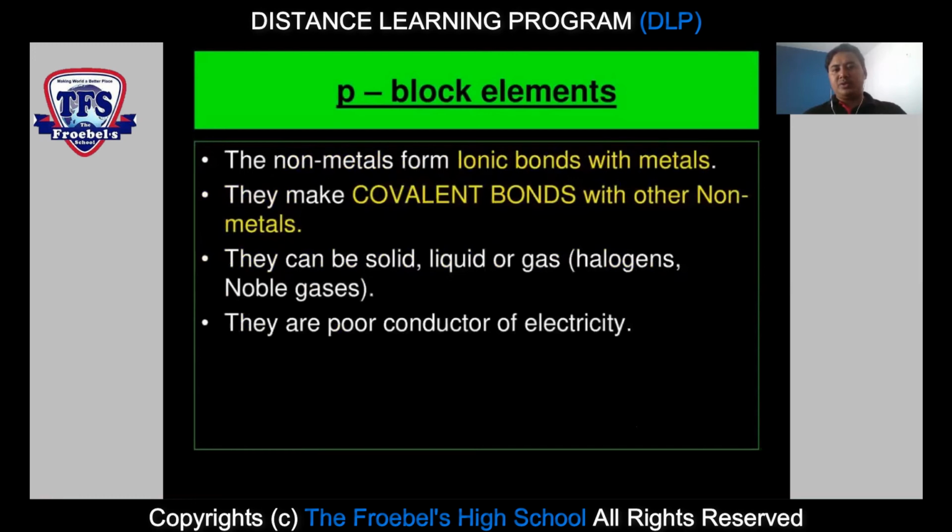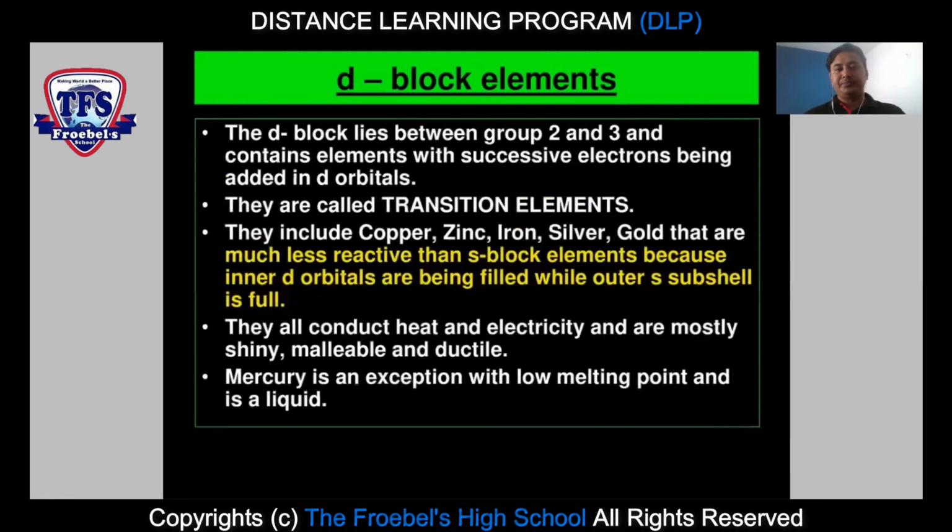P block elements form ionic compounds with metals and covalent bonds with other non-metals. It's like gases, oxygen, nitrogen, sulfur, non-metal, carbon, non-metal, and even hydrocarbons, organic chemistry, chemical compounds all include this.